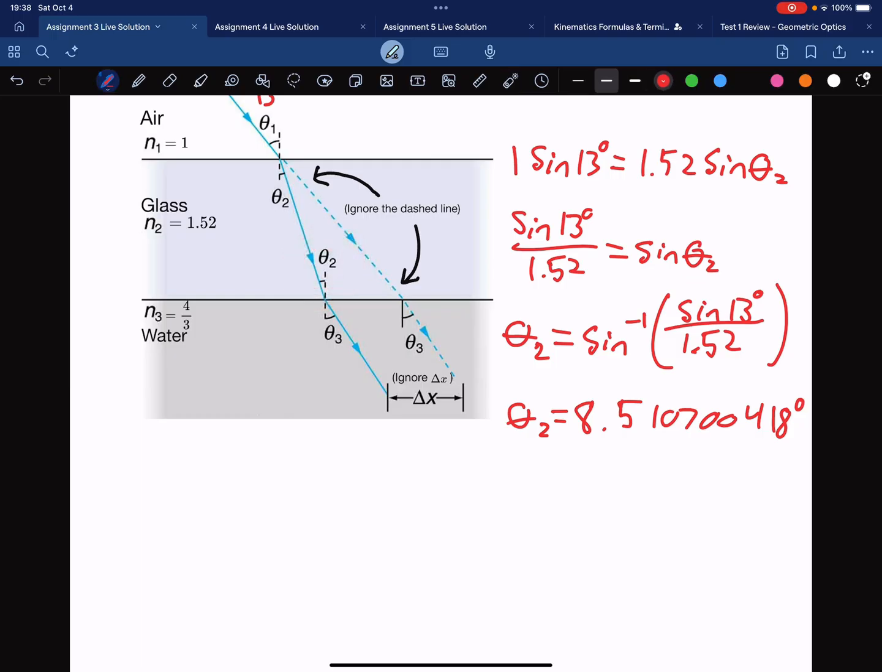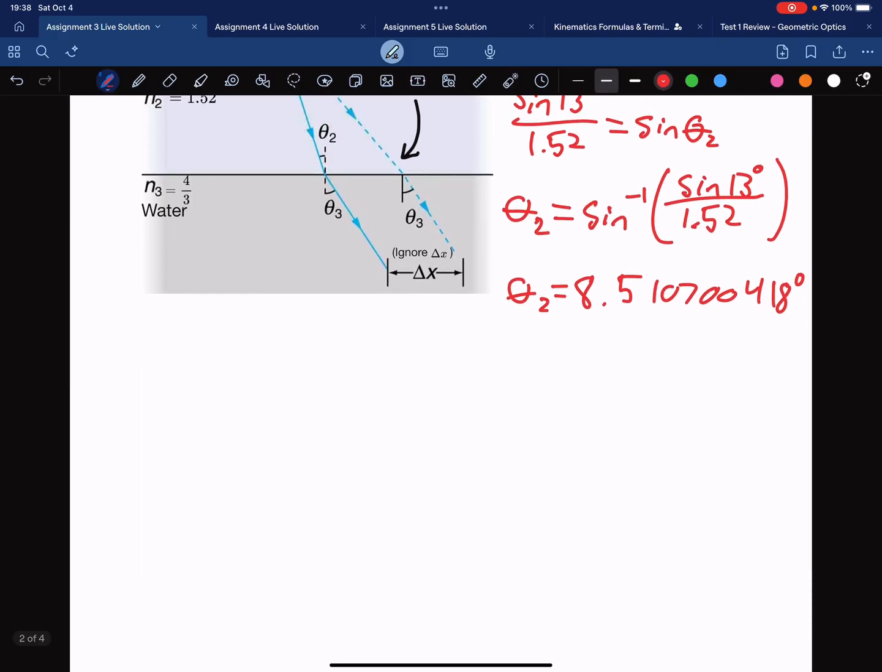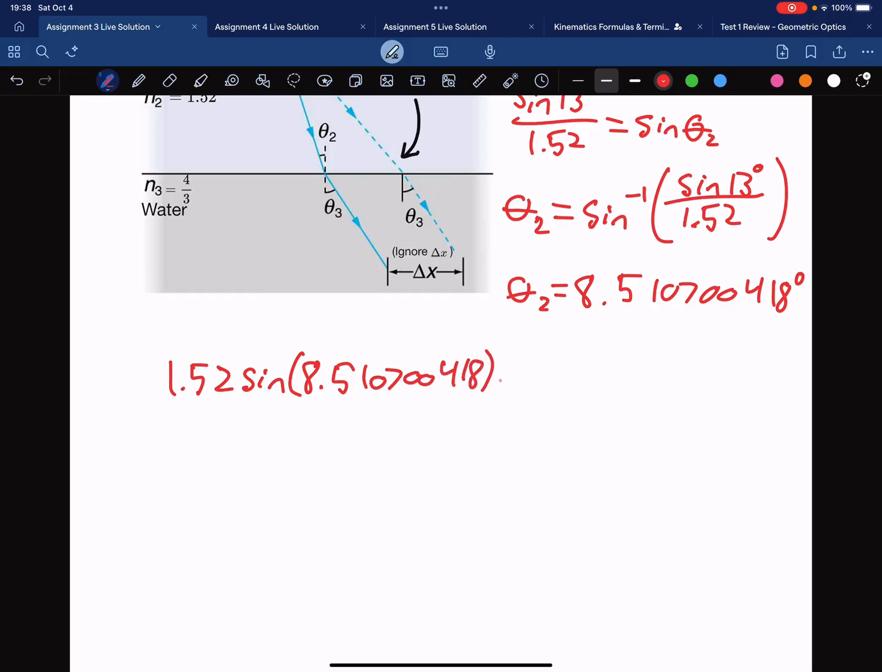So now I'm going to set up the second Snell's law, which starts in glass. So my n1 is 1.52 sine of the long decimal. And we are moving into water, so I use the refractive index of water for the theta 3 side, for the right-hand side. So same thing, I'm going to move the 4/3 to the other side.